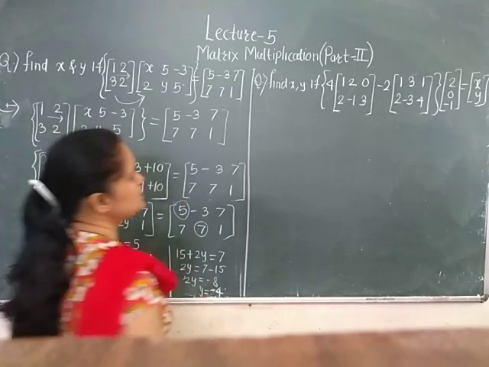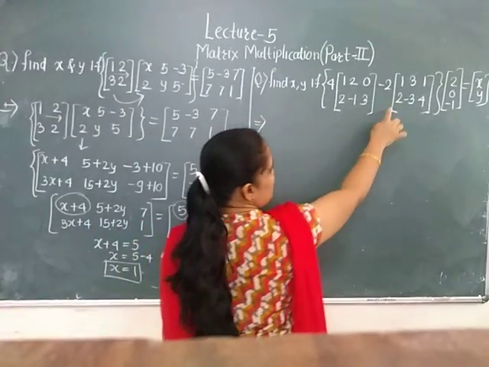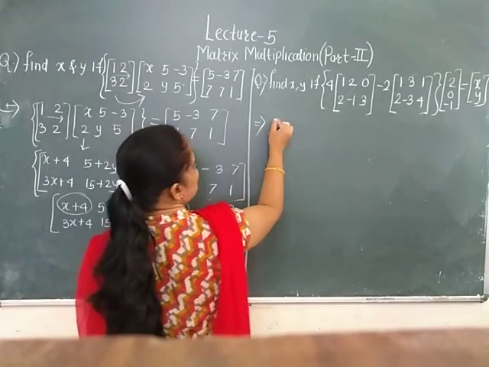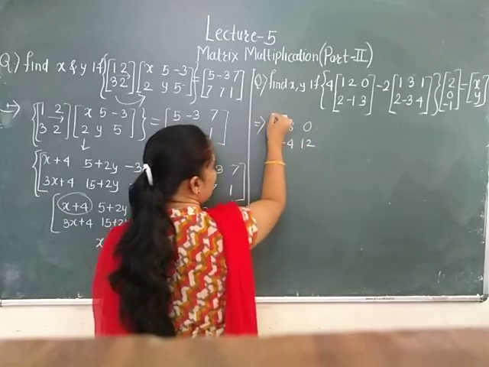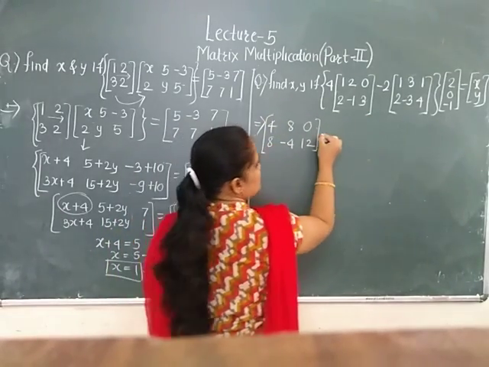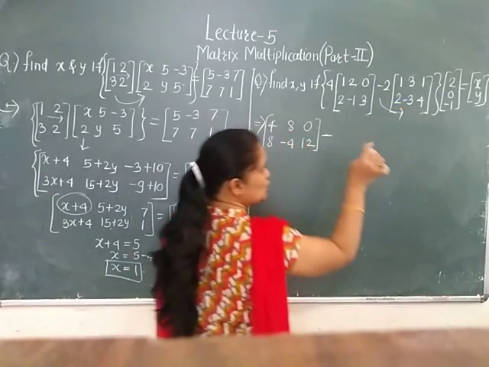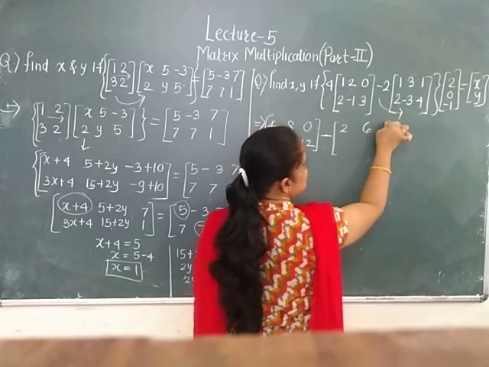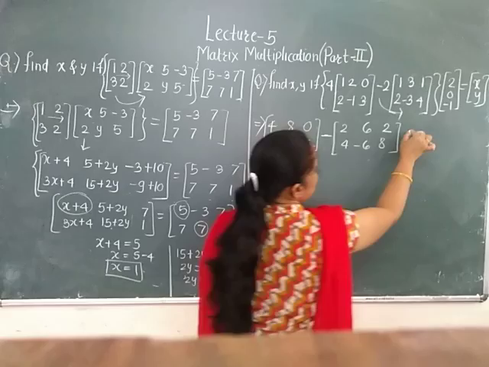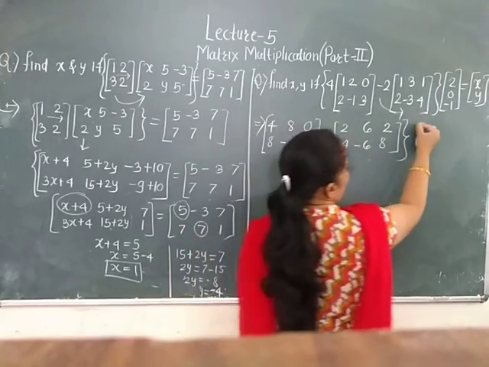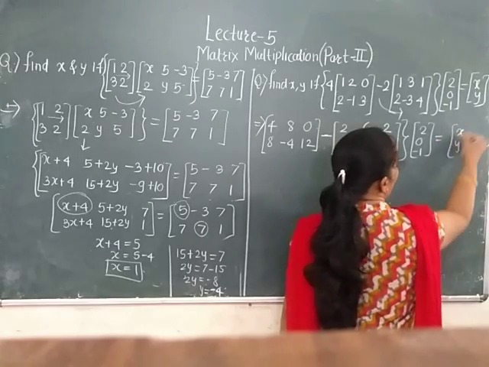Now let's solve that question here. This question will also be solved similarly. We will multiply 4 here and 2 here. So 4, 8, 0, 8 minus 4, 12, minus. Now remember this minus sign remains outside and we multiply this matrix with only 2. So it is 2, 6, 2, then 4 minus 6, 8, into 2, 0 minus 1 is equal to x, y.